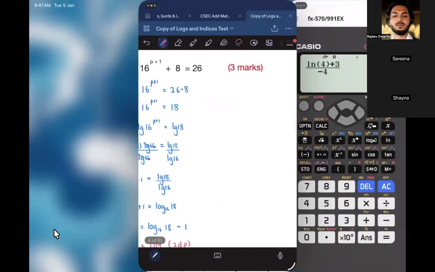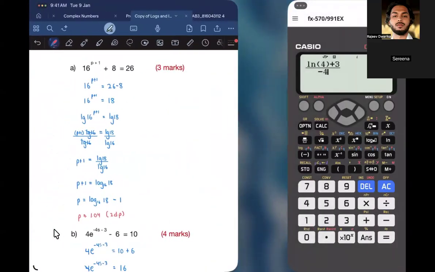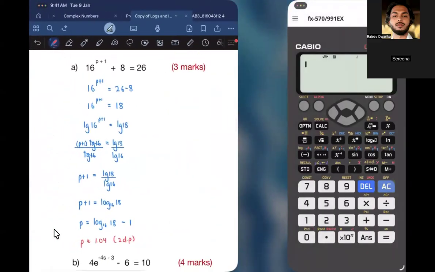So let's check if these answers are correct. For the first one, if I put the exact value into the equation, I should get 26. So I put 16 to the power of log base 16, 18 minus 1. That whole thing is the answer for P. Serena, you understand that? Yes, sir. I'm going to put that in brackets.